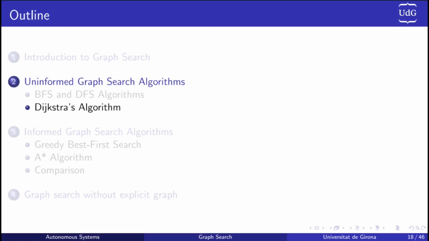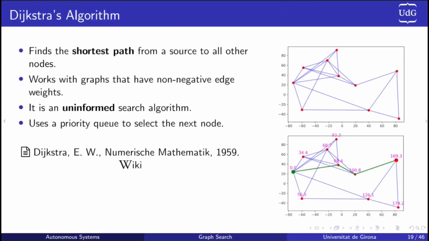Another uninformed algorithm, and I think this is the important one, the one that you have to learn if you don't know it already. That is the Dijkstra algorithm. Dijkstra algorithm is probably the oldest algorithm you will see in this course and maybe in the whole master. It's a super old algorithm, but it's really useful and it's being used nowadays.